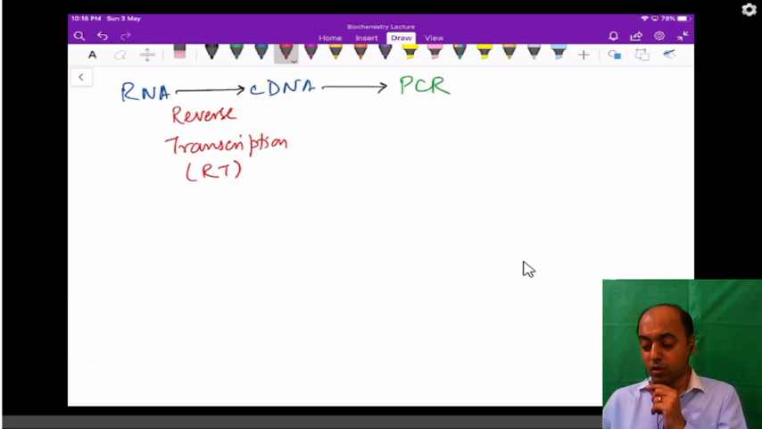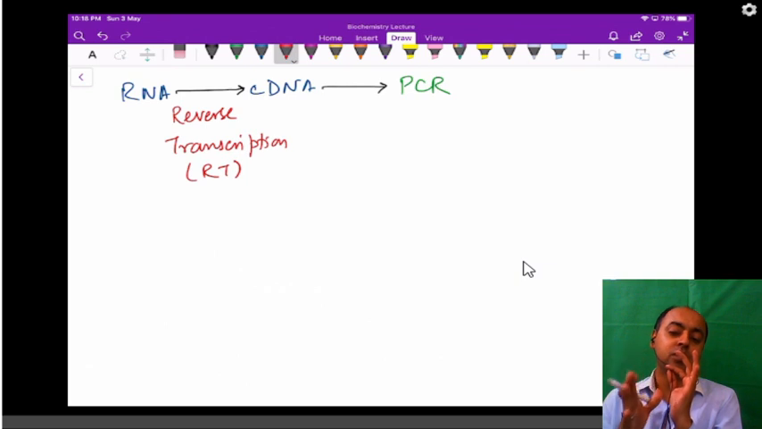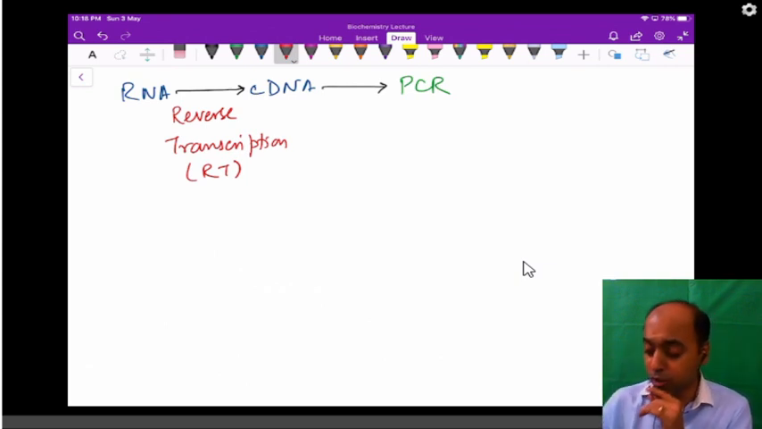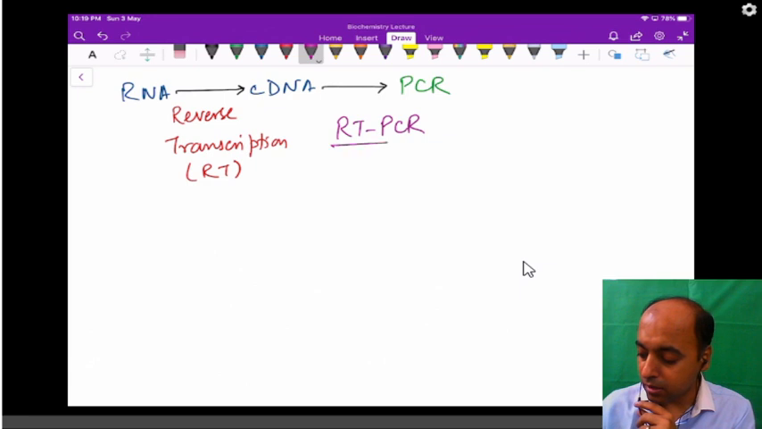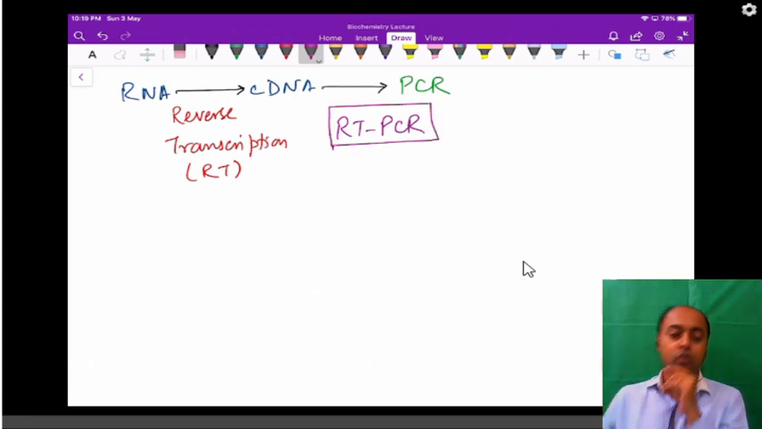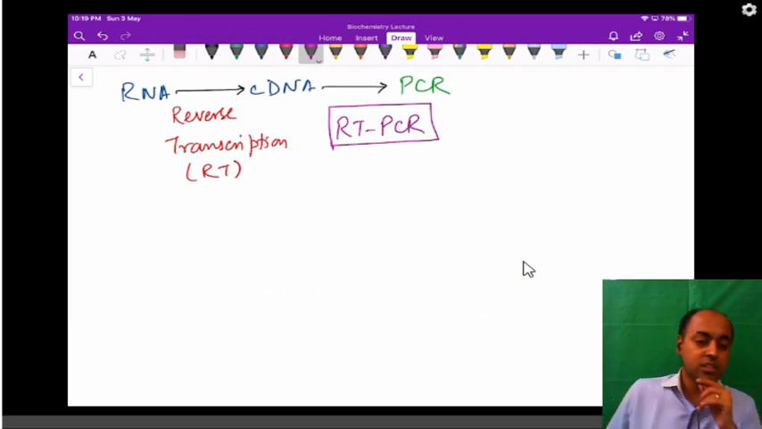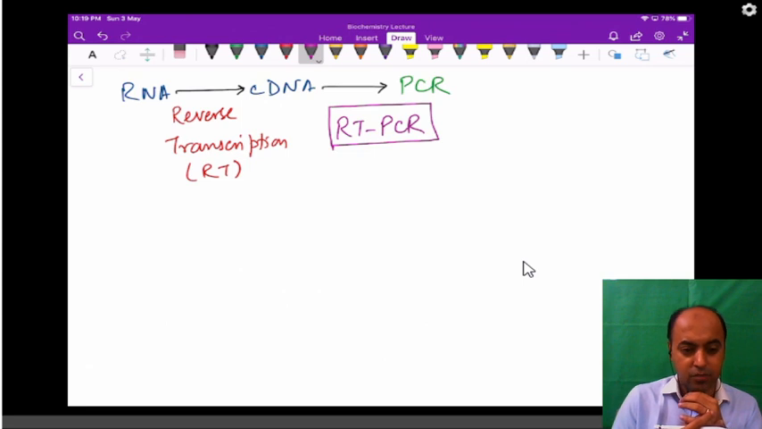This PCR may also be the real-time PCR, it may be the normal PCR. So when you convert the RNA into cDNA and then subject the cDNA to the polymerase chain reaction, the whole process is known as RT-PCR, the reverse transcriptase PCR. The PCR which is being used can be the traditional PCR or it can be the quantitative or the real-time PCR. Any of them can be used.